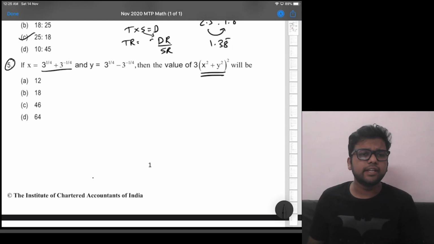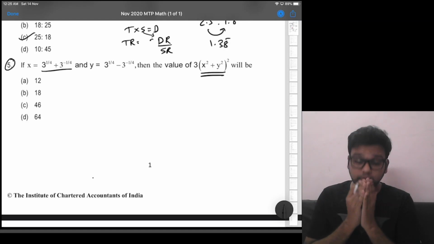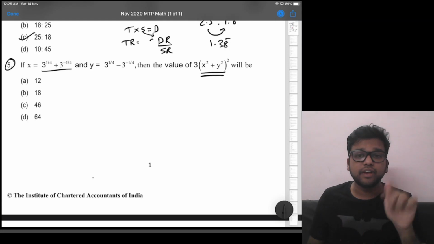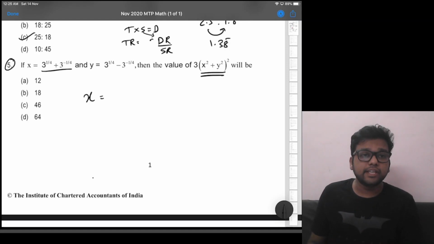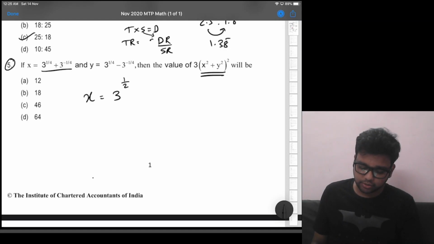x is 3 raised to 1/4 plus 3 raised to minus 1/4, and y is 3 raised to 1/4 minus 3 raised to minus 1/4. Then what is the value of that? Fine. So we'll first try to find the value of x and y. Now understand, x is 3 raised to 1/4. 3 raised to 1/4 means 3 raised to half raised to half. That means root of 3.